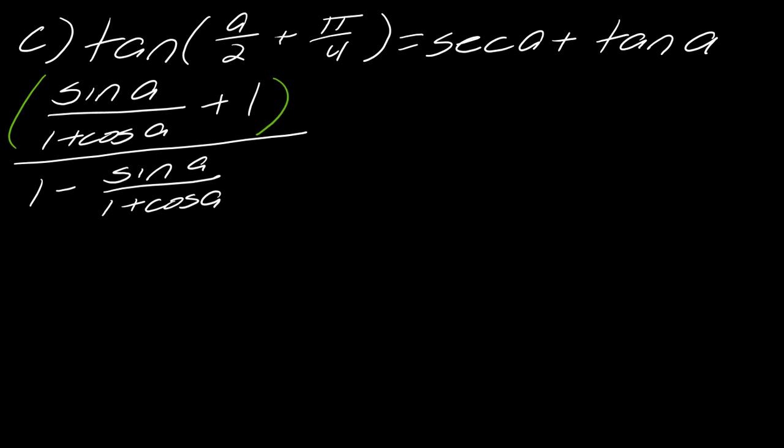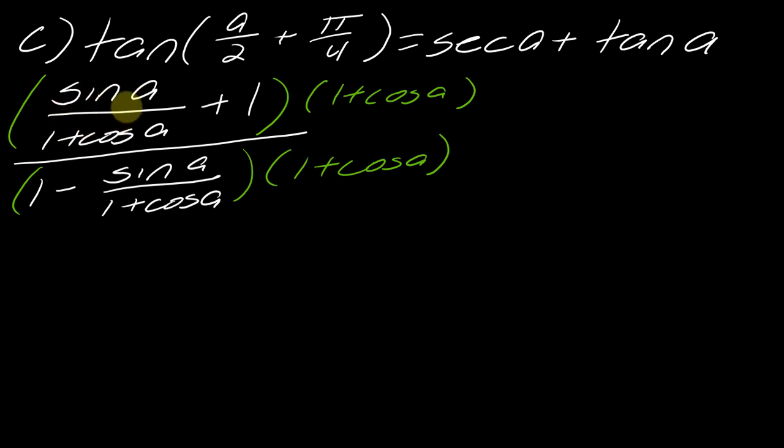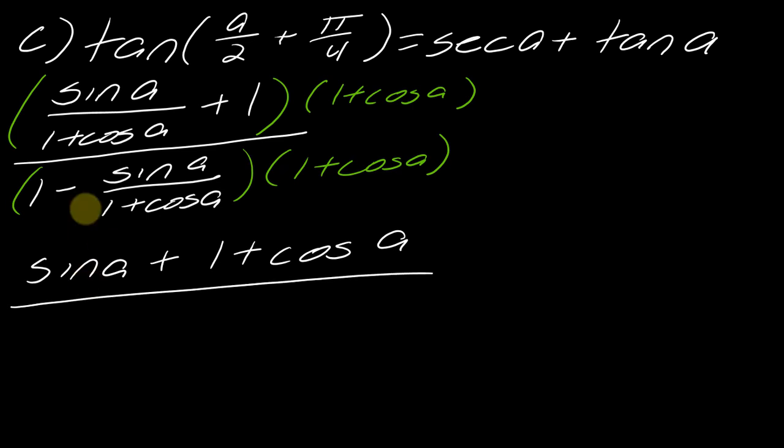So this will be times 1 plus cosine of A and 1 plus cosine of A. And so when I multiply these together, this fraction times this is going to leave me with sine of A, and then 1 times this will leave me with 1 plus cosine of A. And then in this denominator, 1 times this will leave me 1 plus cosine of A minus sine of A.